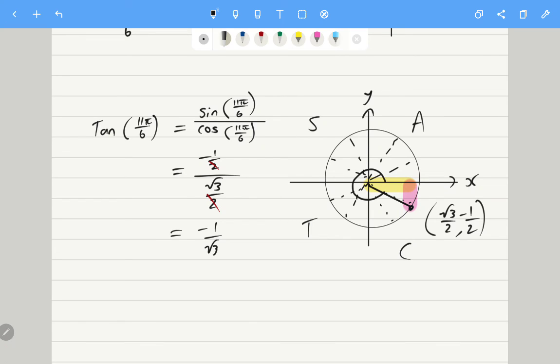In the next one, we're going to be looking at the other angles that are potentially going to be coming up. In this case, it's going to be pi on 4.